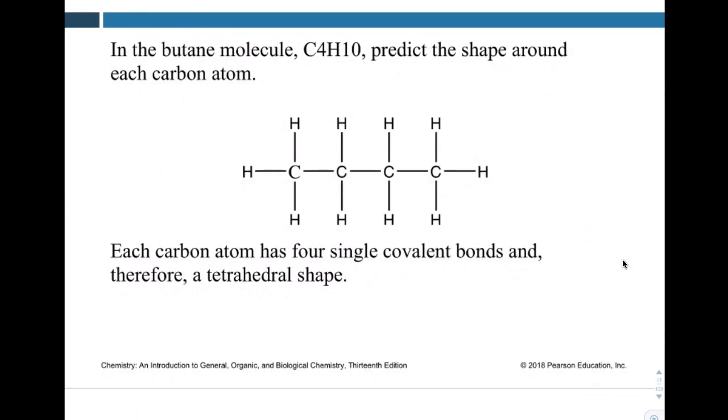Only if you get double bonds or triple bonds will you change that shape, or if you put in something besides carbon will you change your shape. If you have carbon in a saturated hydrocarbon, then you will all have tetrahedrons there.